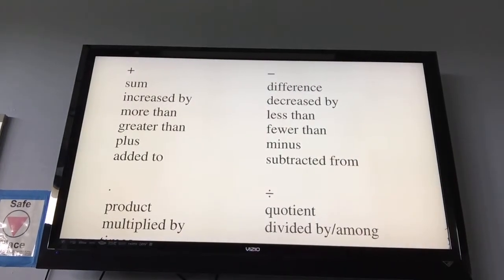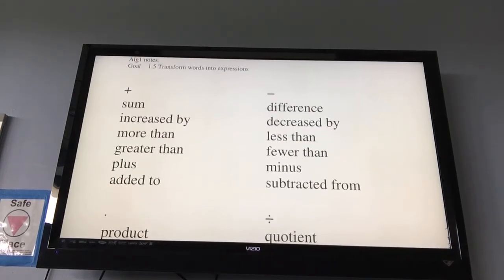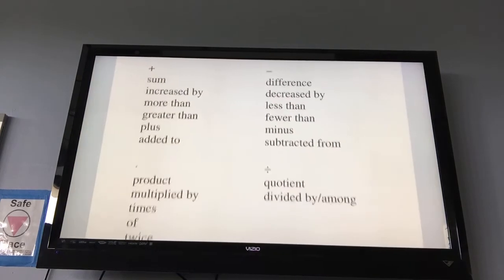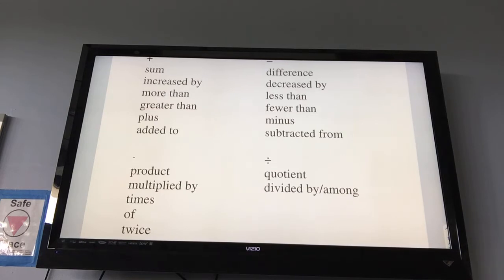All right, in our last goal for the one, we are transforming words into expressions. Okay, take a look at the list that I have up there. Are there any words or phrases that I haven't seen before, or I'm not quite sure that I knew? Any words or phrases up there that you're not familiar with? All right, good. So I hope that when you see the word plus, we know that's a plus sign.